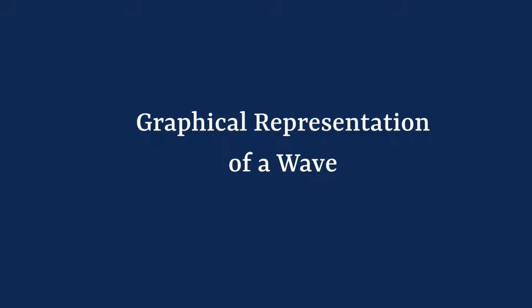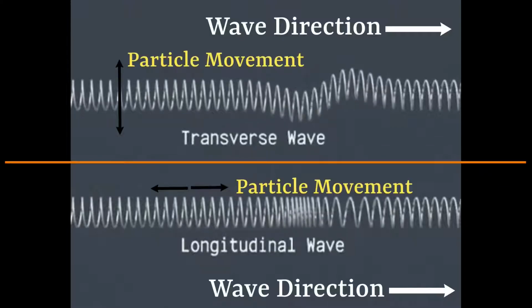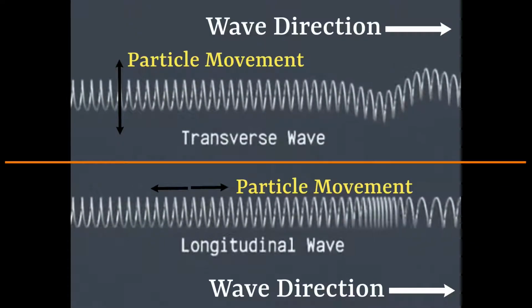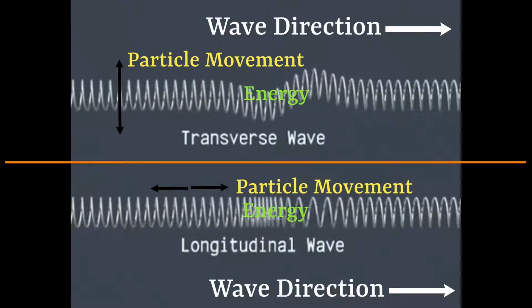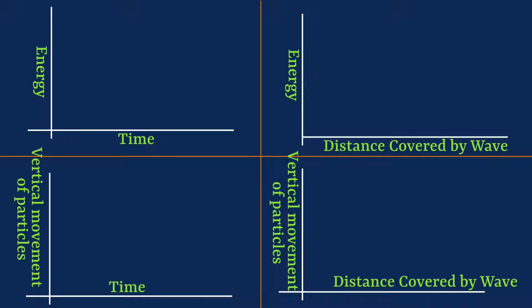Part 1. How to represent a wave on paper. A wave has a traveling direction and effect is particle movement in the same or perpendicular directions. Also, a wave possesses some energy. Graphically, waves are represented by energy versus time, or by energy versus distance covered by a wave, or by vertical movement of particles versus distance covered by a wave, or by vertical movement of particles versus time.